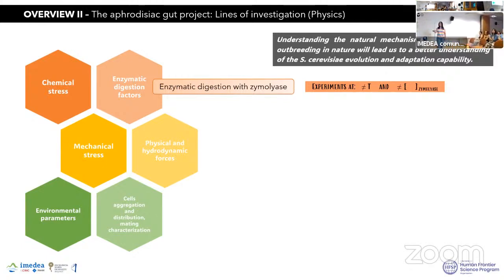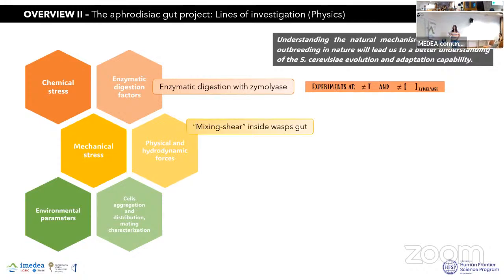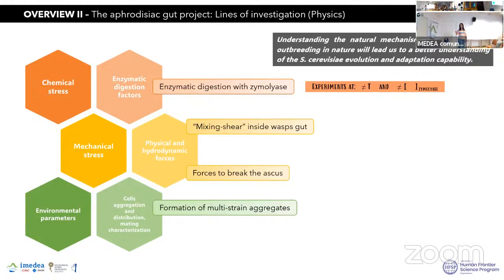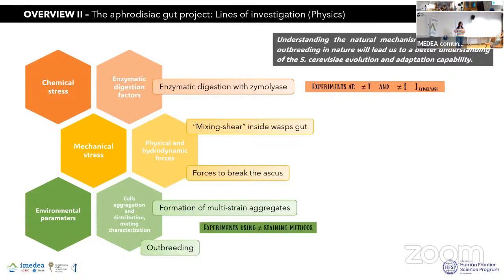Then we applied mechanical stress to learn about the physical and hydrodynamic forces. We applied some mixing shear movement, similar to what would happen inside the wasp's gut, and we also want to know the forces needed to break the ascus. This is related to the environmental parameters inside the wasp gut and the formation of multicellular aggregates, because if we move the cells, maybe they can form different clusters and aggregates that could then enhance outbreeding.